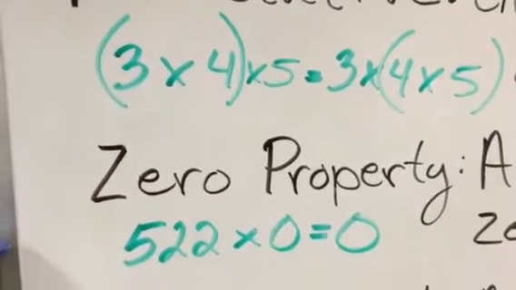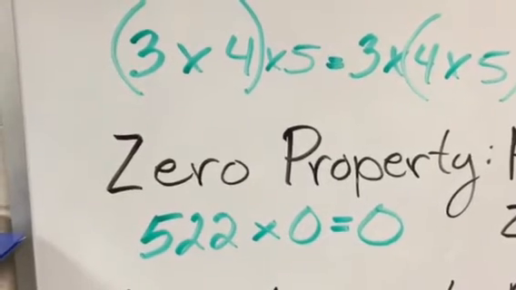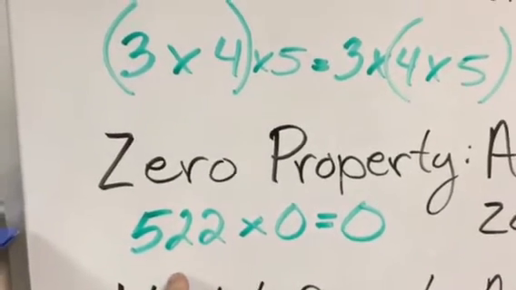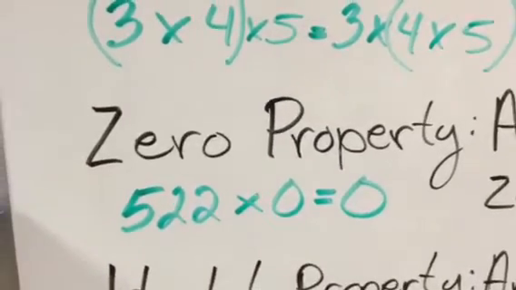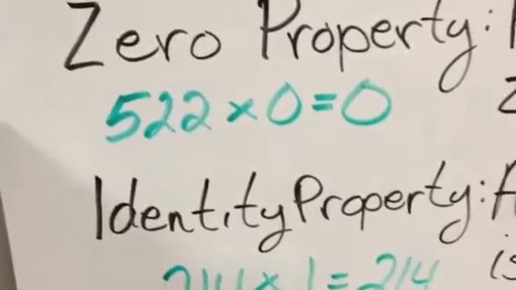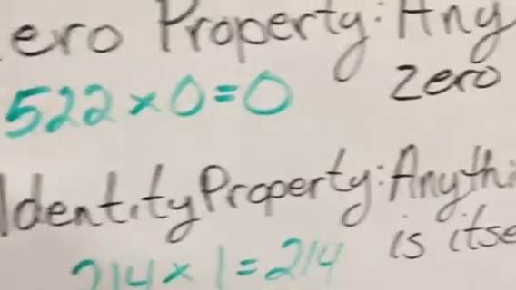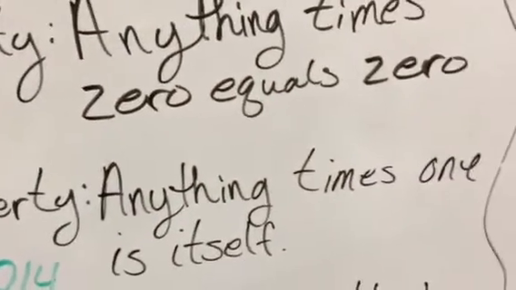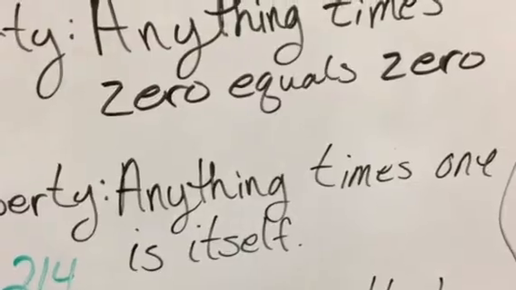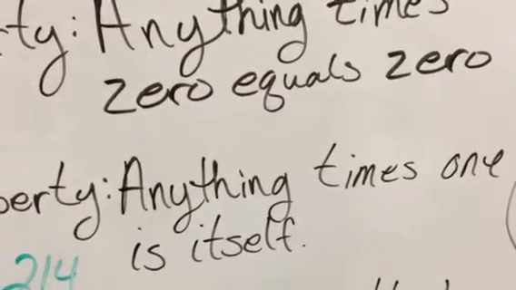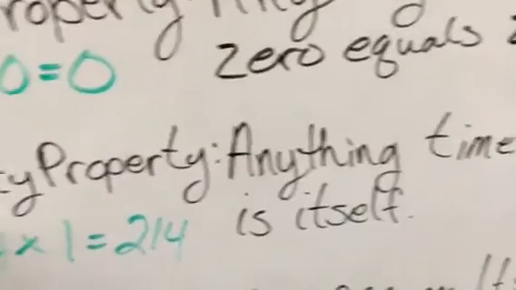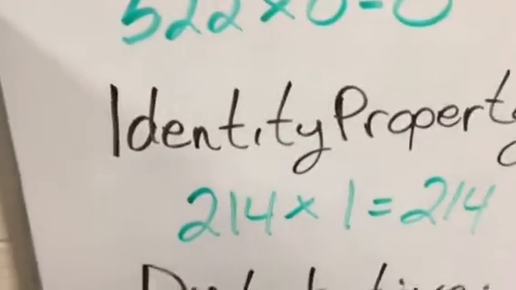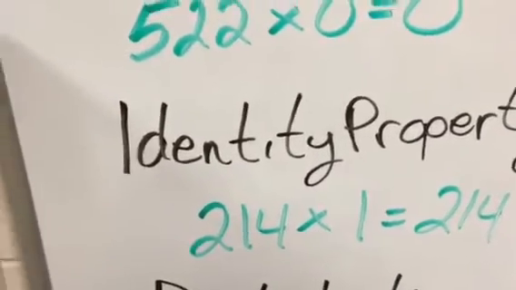The next property is the zero property. I think you guys got this one down. Anything, no matter what the number is, if you multiply it by 0, your answer will be 0. And the identity property. Anything times 1 is itself. Ooh, that's a big difference. Anything times 1 is itself. So 214 times 1 equals 214.